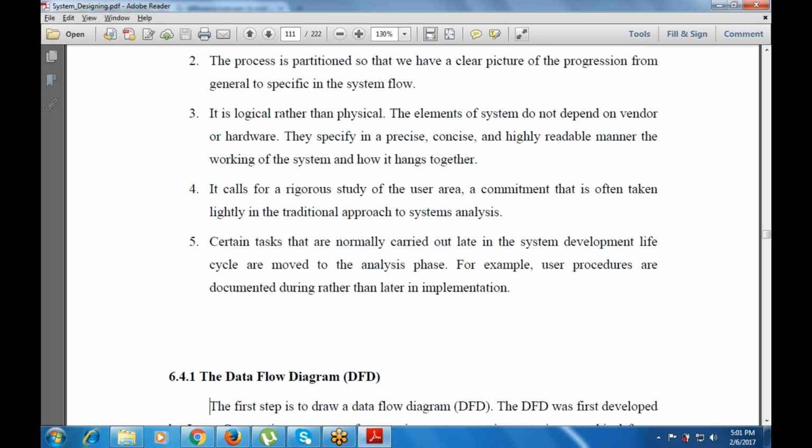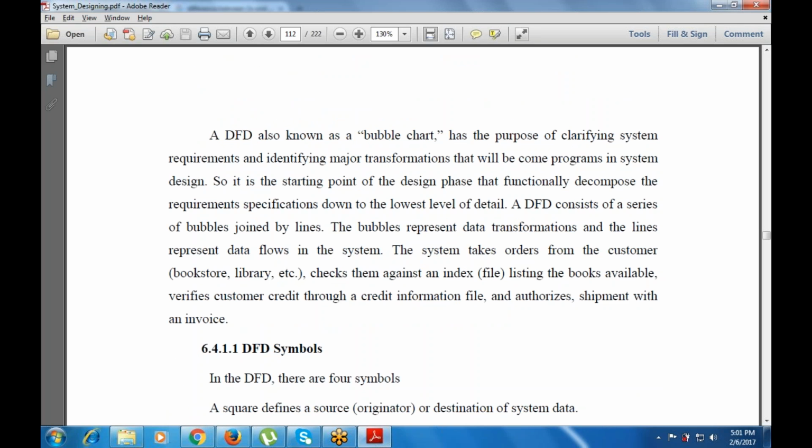The next one is a DFD, that is, a data flow diagram. This is also known as a bubble chart, and its purpose is clarifying the system requirements and identifying the major transformations that will come in the program in a system design. So it is a starting point of the system design that has functionally decomposed the requirement specification down to the lowest level of detail that is gathered.